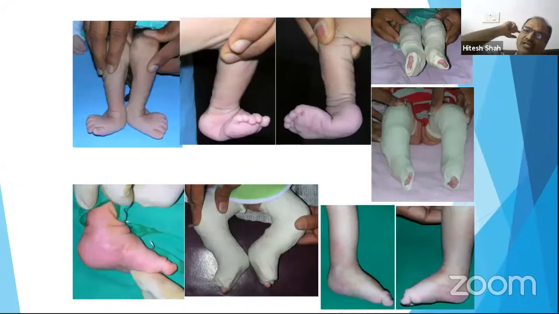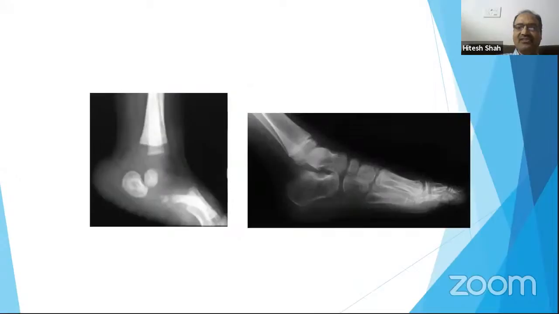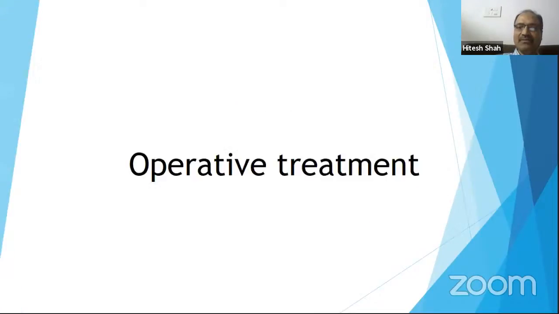It looks reasonably okay, and it's been maintained also in follow-up. It's a quite supple and pliable foot. And this is the X-ray before and after, and the 5-year follow-up has been maintained. Okay, so I'm not going into detail in operative treatment. In an older child, different methods are required. Dr. John, do you want to add anything? Or should we talk about something operative, or go on to another case?